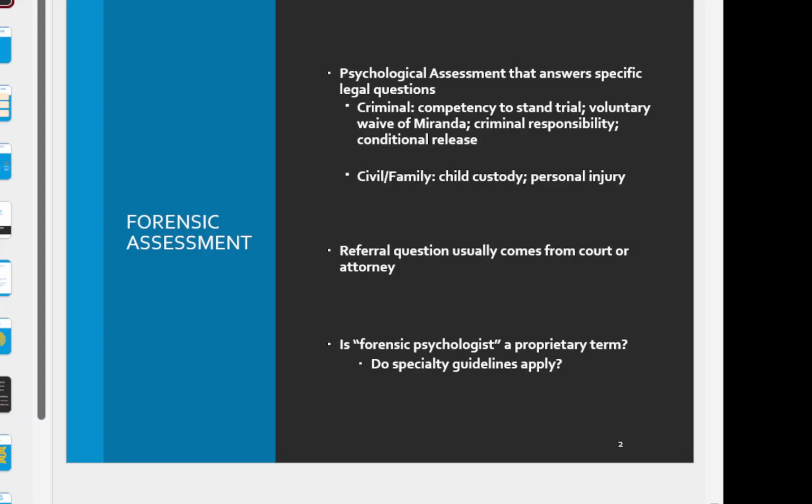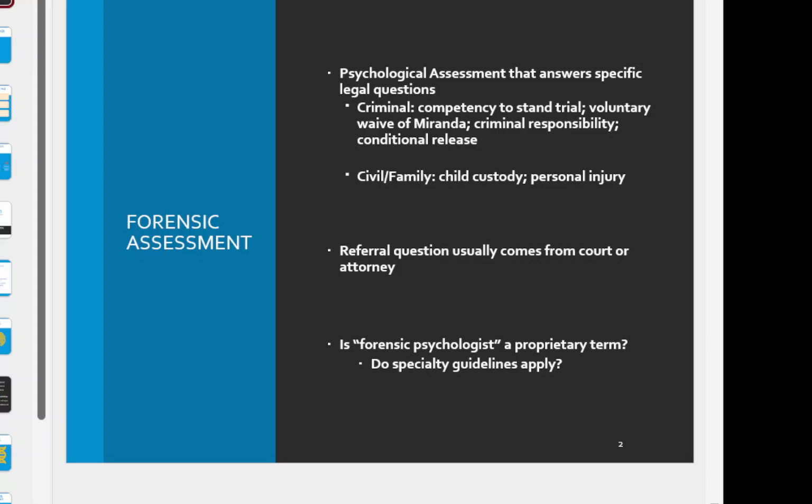This determines whether a defendant has the mental capacity to understand the charges against them and can assist in their defense. Some key elements are assessing the defendant's ability to comprehend legal proceedings, communicate with their attorney, and make decisions about their case. Criminal responsibility, you may also see this called insanity defense.